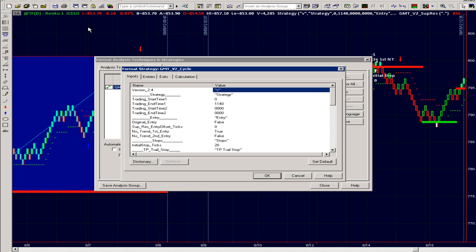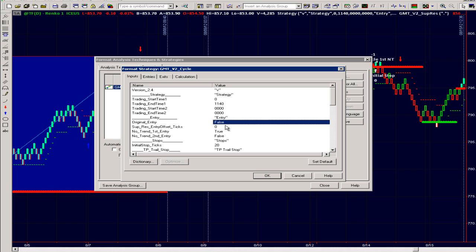So let's go through some of the dynamics of this system. We've got our start and end date, our start time and end time. We have two categories here, so we can run two different time slots. The second part of this is our entry. Now, we can either use our original entry, which I'll now explain.